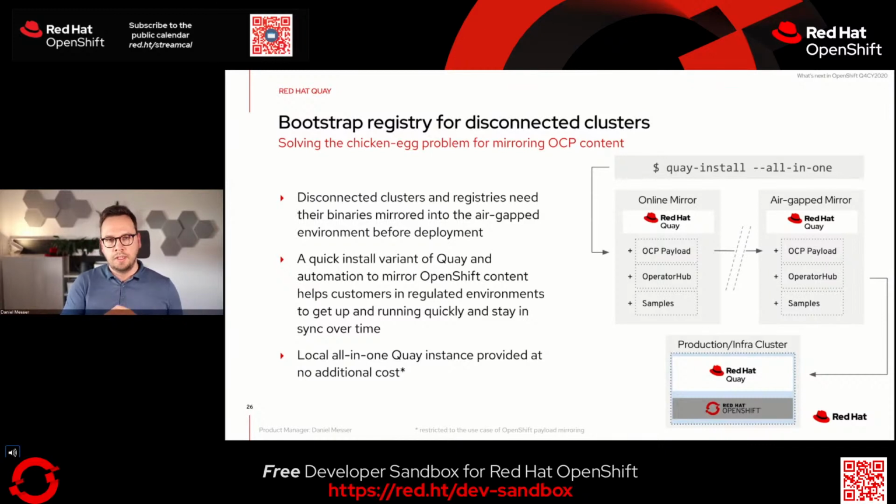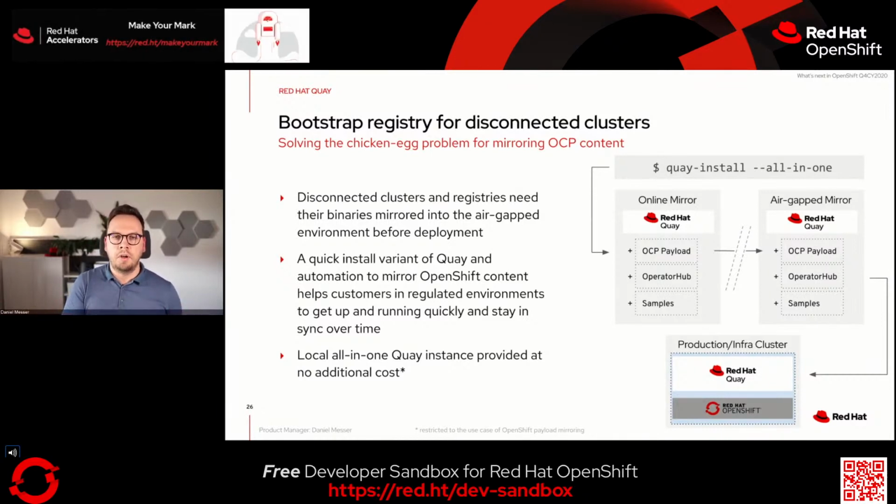Customers in heavily regulated environments frequently also have an air gap in their network layout as well. And in these cases, a second copy of this all-in-one Quay mirror instance can be stood up behind the air gap, and the mirror can then be transferred via offline media. So this really aims to streamline the process to initially create a disconnected mirror for an air gap deployment, as well as keep it in sync over time as you are consuming OpenShift updates.